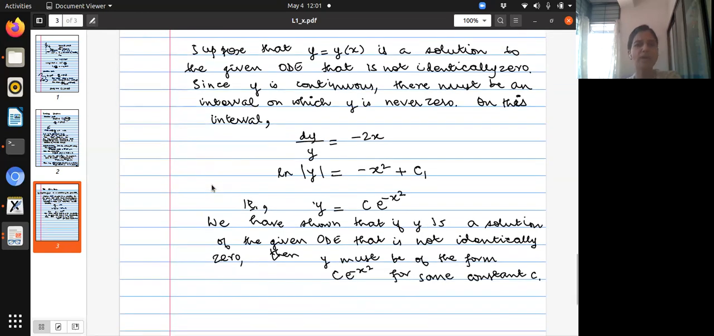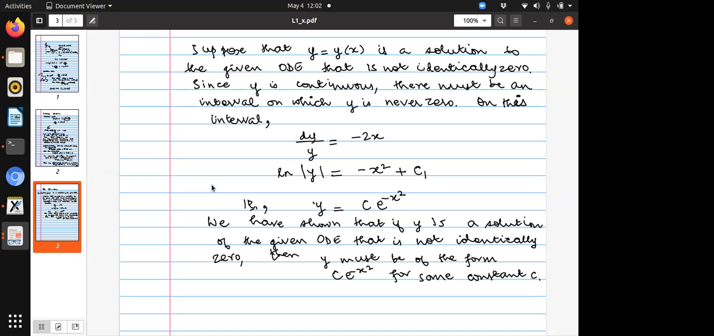Right? So what is the upshot of all of this discussion? This tells you that if this ODE admits a solution that is not identically zero, then that solution must look like y equal to constant times e to power minus x square on that interval. Yes, and that's all.